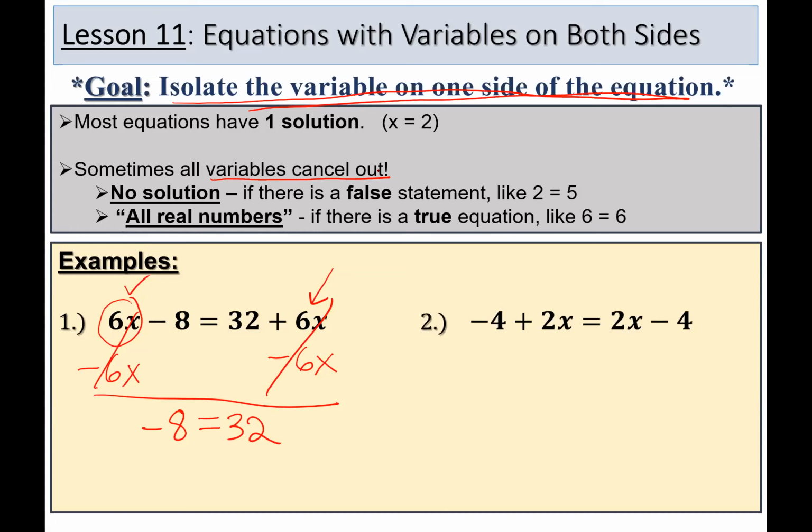There's no more x. So now I have to decide, is this a problem that has infinitely many solutions where it's all real numbers? I'll just write that phrase up here, infinitely many solutions, or is there no solution? And here's how we can decide. Look at the equation that's left, negative 8 equals 32. Is it true or false? I think we can agree this is false.